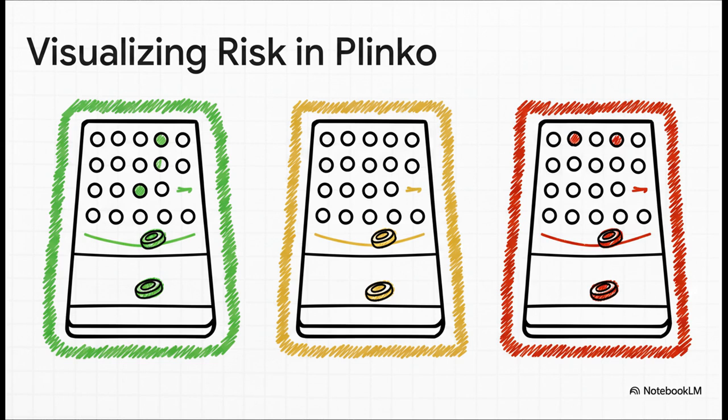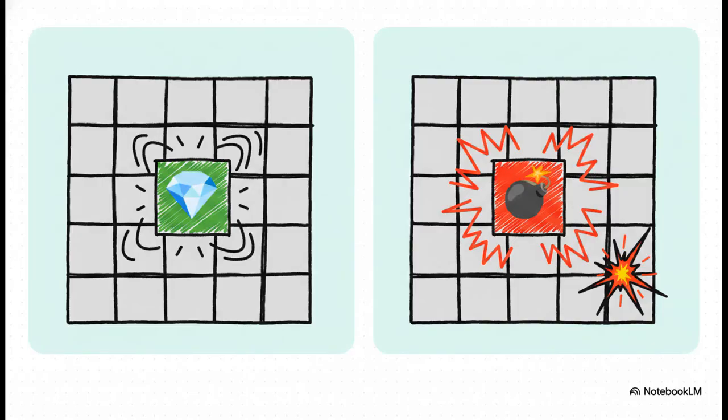And they use the universal language of traffic lights, right? Green means safe, gold or yellow means caution, and red means danger. The stakes are communicated instantly, with just color, no extra words needed. It's brilliant. And that visual language gets even more sophisticated in the Mines game.